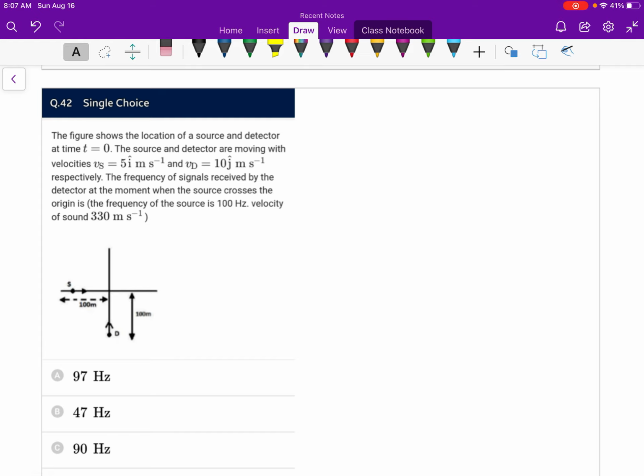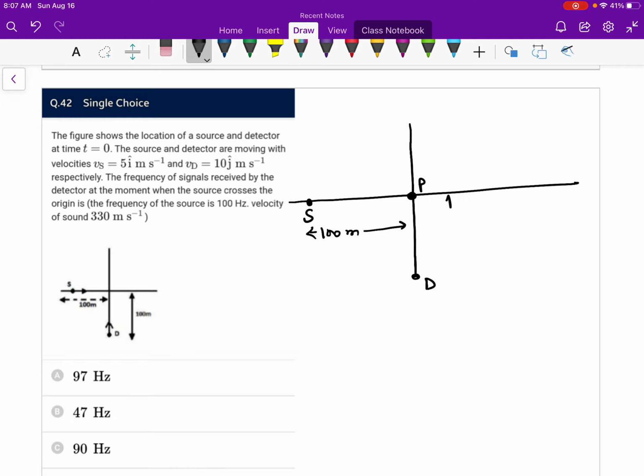The figure shows the location of source and detector at t equals 0. The source and detector are moving with velocity is this. The frequency of signal received by the detector at the moment when the source crosses the origin. So guys, both source and detector are moving. So source is initially at 100 meters. Okay, and this is crossing point, and detector is also at 100 meters.